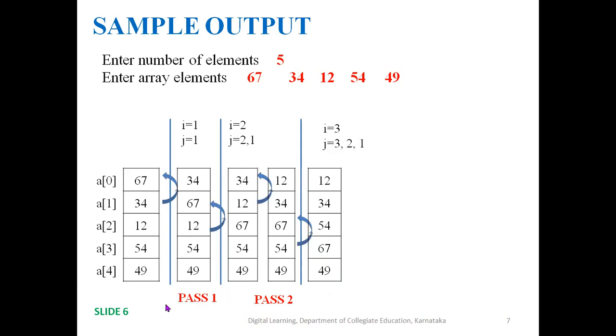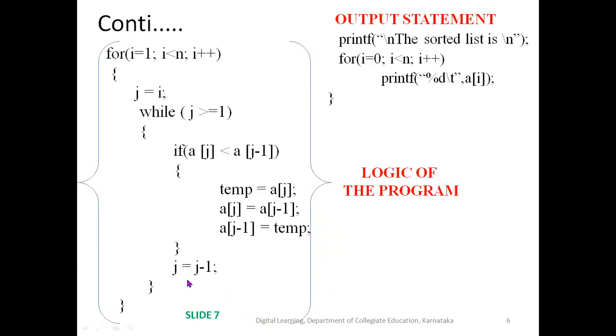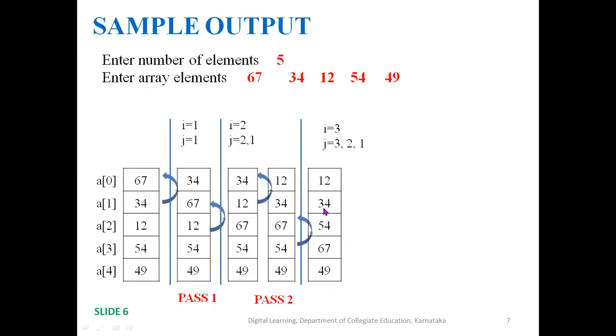Now after this, you know that the j has to decrement by 1. So after decrementing by 1, j becomes 2 now. Is 2 greater than or equal to 1? Yes, it is true. So again, it comes inside, and a of 2 and a of 1 is going to be compared. Is 54 less than 34? No, it is not true.